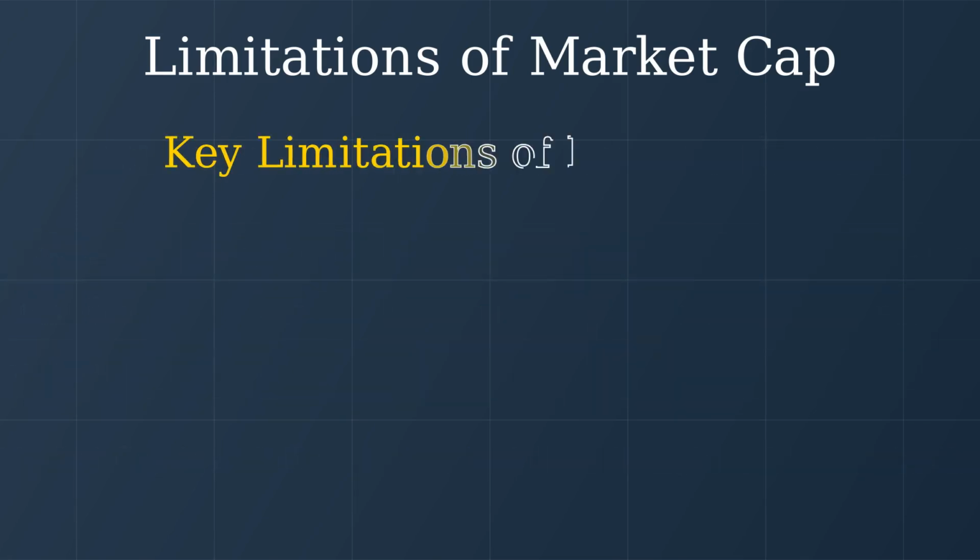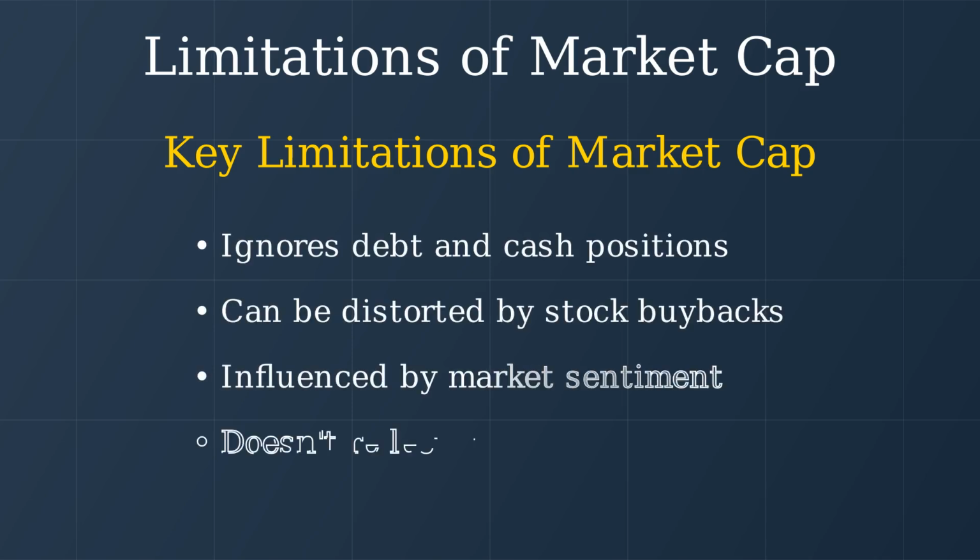To summarize, market capitalization has four key limitations. It ignores debt and cash positions, can be distorted by stock buybacks, is influenced by market sentiment, and doesn't reflect a company's growth prospects.